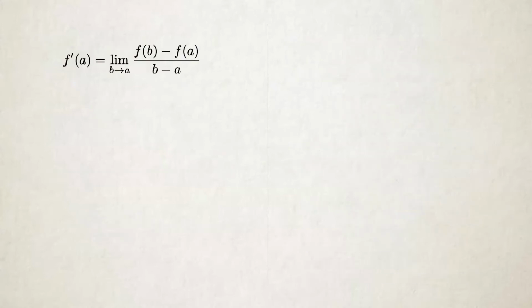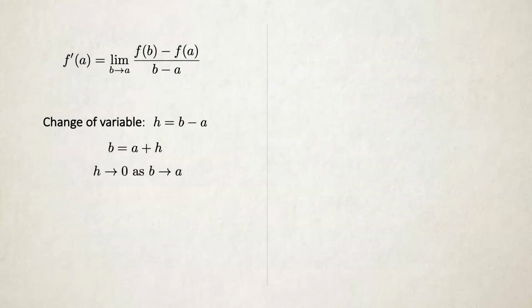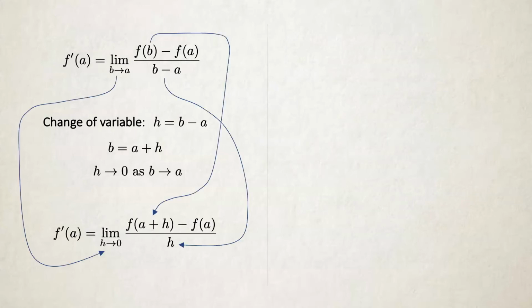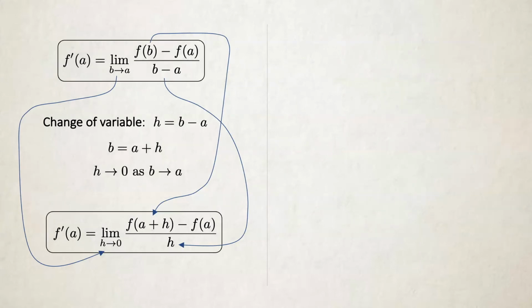Now let's modify the definition of the derivative by a change of variable. Let's define variable h to be the difference between a and b, that is h equals b minus a. This makes b equal a plus h, and we see that h approaches 0 as b approaches a. Therefore, we can rewrite the definition of the derivative as f prime of a equals limit h approaches 0 of f of a plus h minus f of a over h. All right. These two equivalent definitions of the derivative will be handy to solve many calculus problems.